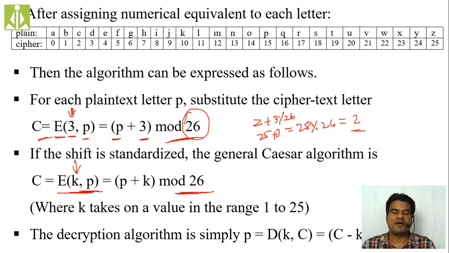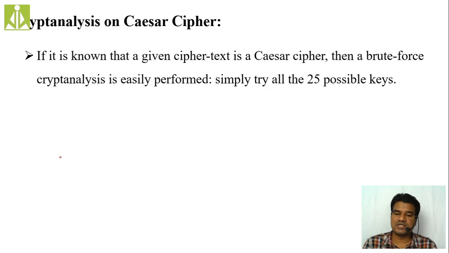Okay, so the decryption algorithm is very simple. To get the plain text, we have to apply the decryption on key and ciphertext character. That is nothing but C minus K mod 26. Whatever positions we add as part of the encryption process, those many positions I have to subtract as part of my decryption process. So this is your Caesar cipher.